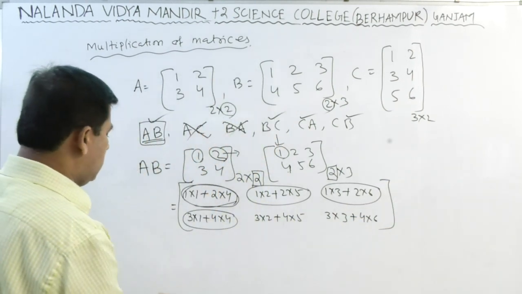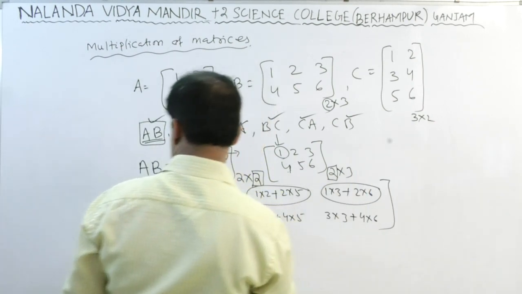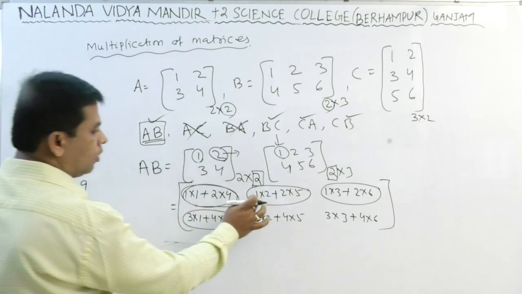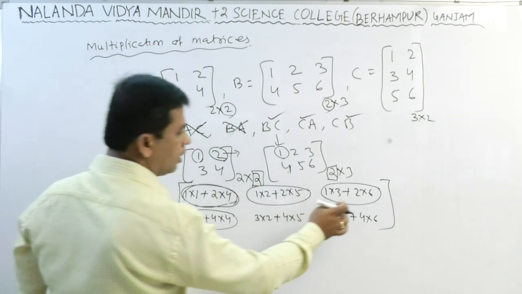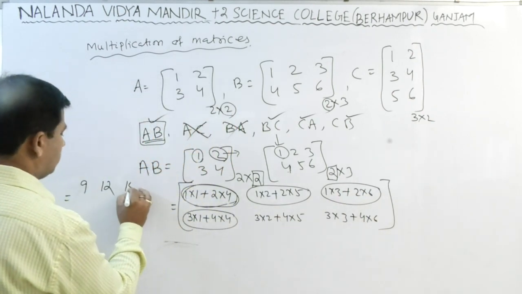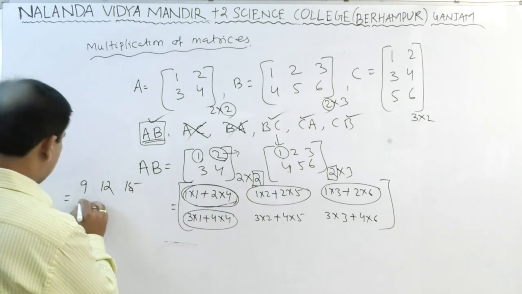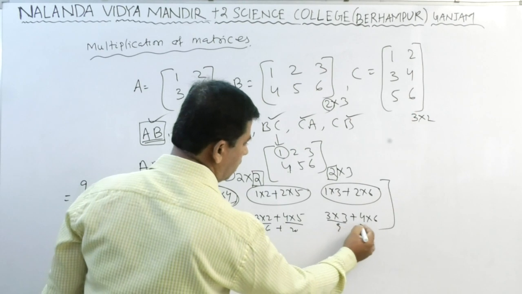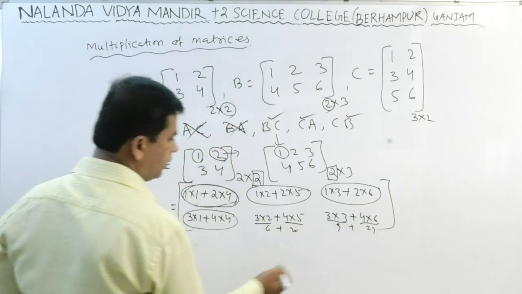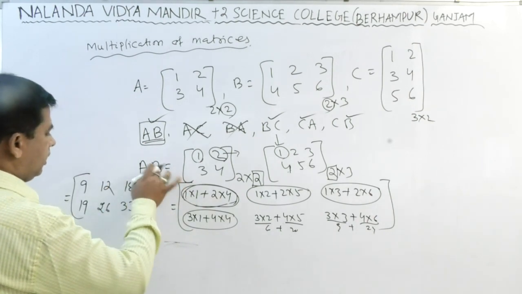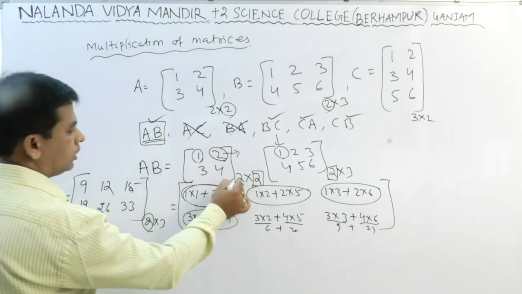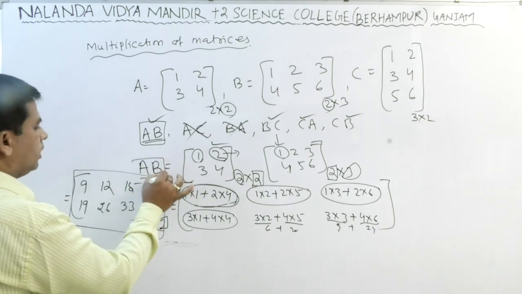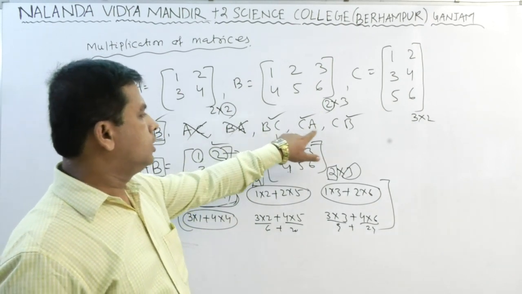Therefore, in this way we can define AB and the final result: 1 into 1 is 1, plus 2 into 4 is 8, 1 plus 8 is 9. 1 into 2 is 2, plus 2 into 5 is 10, that is 12. 2 into 6 is 12, plus 1 into 3 is 3, that is 15. 3 into 1 is 3, plus 4 into 4 is 16, that is 19. 3 into 2 is 6, plus 20 is 26. 3 into 3 is 9, 4 into 6 is 24, therefore 33. This is our matrix AB of order 2 cross 3, with the number of rows of matrix A and the number of columns of matrix B. Similarly, we can define B into C, C with A and C with B.